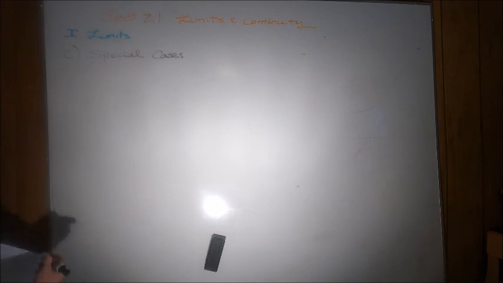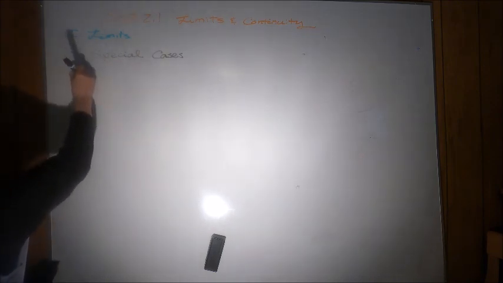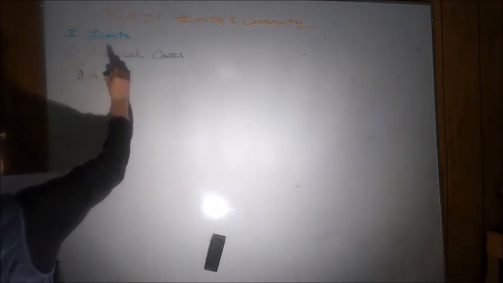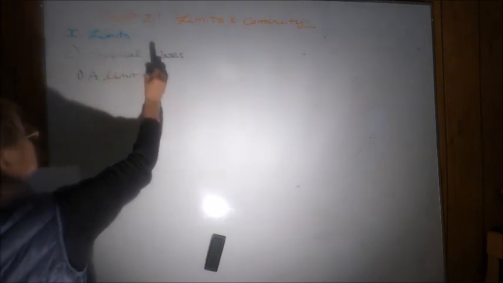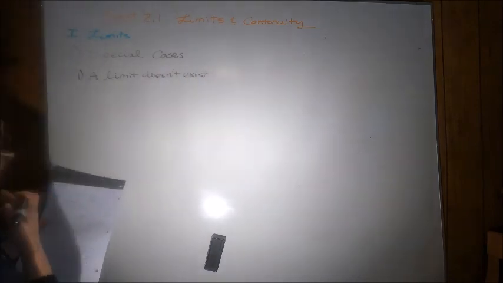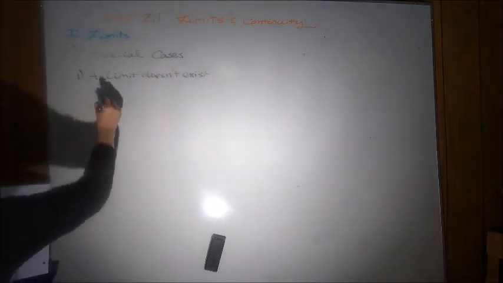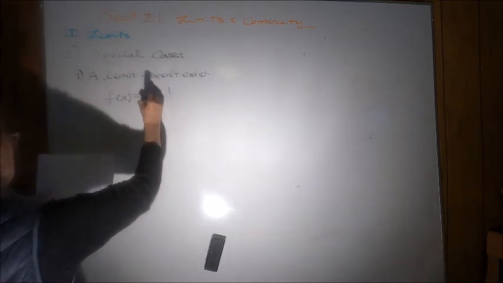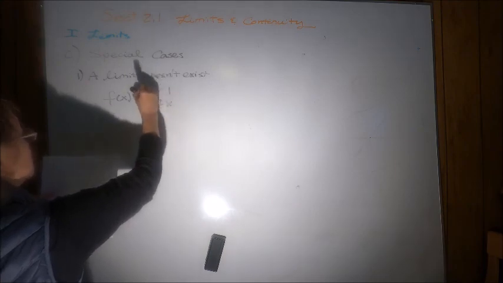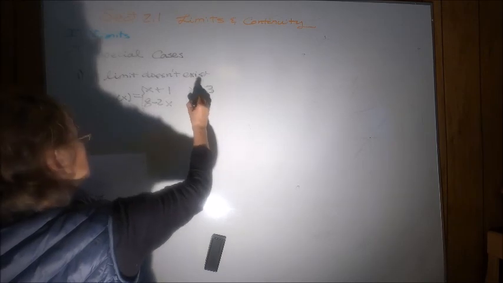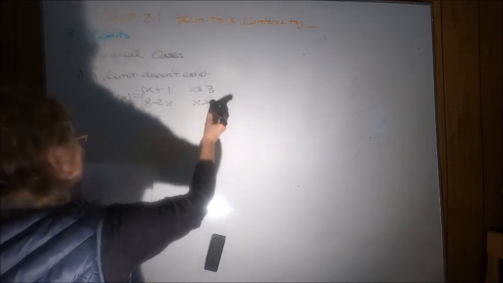Are we good? So we are finding the limits. So let's see special cases, where always something is out of the ordinary. Sometimes a limit doesn't exist. That's observed, right? So let's see. If I give you a function f(x) equals x plus 1 if x is less than or equal to 3, and 2 minus x... if x is bigger than 3.